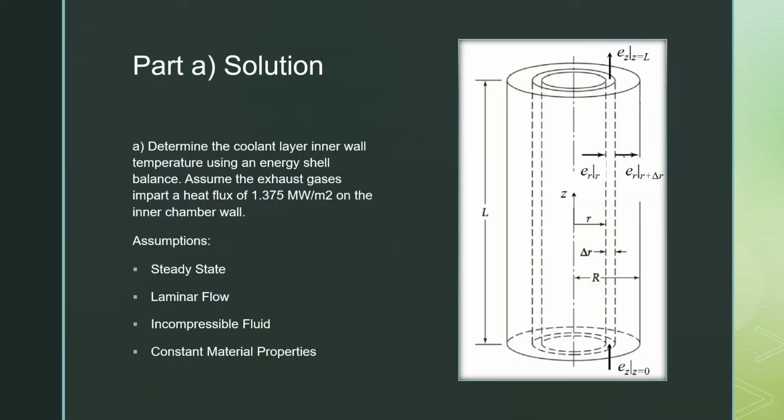To start us off, the student is made to determine the inner wall coolant layer temperature. This is done through an energy shell balance. The student has been provided with a heat flux through the chamber wall of 1.375 megawatts per meter squared, which is generated by the combustion. Some of the assumptions that the student will have to use throughout our question are steady state, laminar flow, incompressible fluid, and constant material properties.